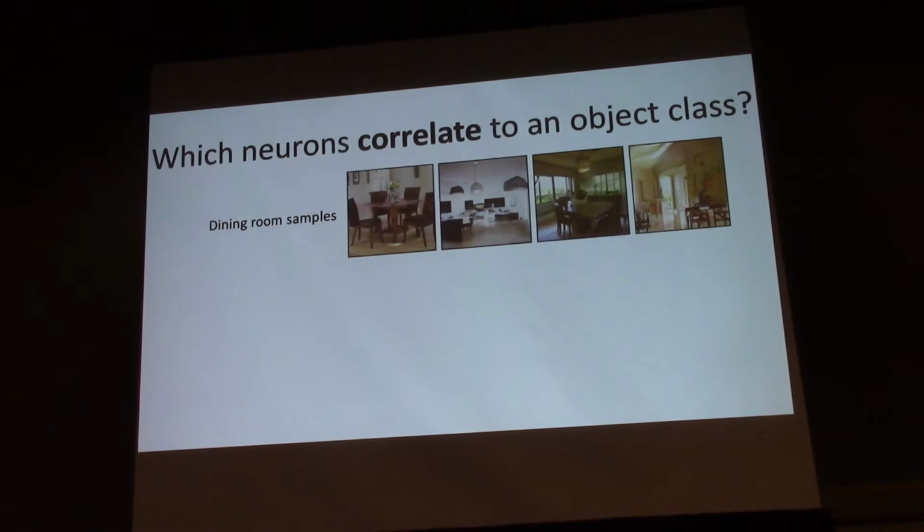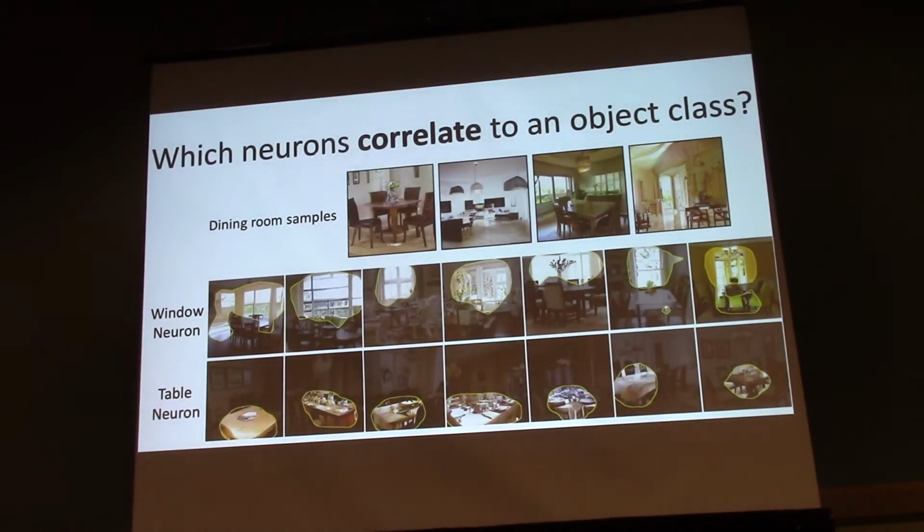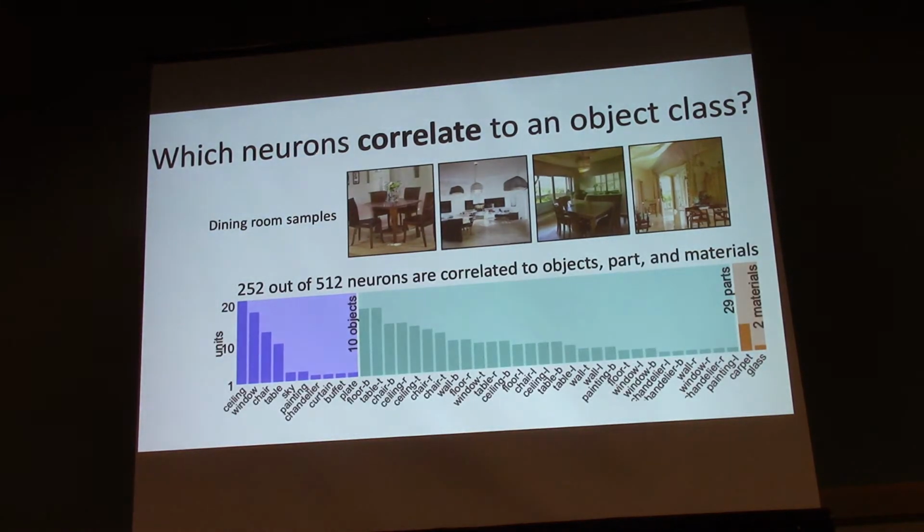We can look at a different model trained for generating dining rooms. There is a window neuron here and a table neuron here. I don't just cherry pick these two examples. In fact, in this particular layer 4, 250 out of 512 neurons are correlated to the concepts of objects, object parts, and materials. For example, there are 20 window neurons which capture different kinds of windows.